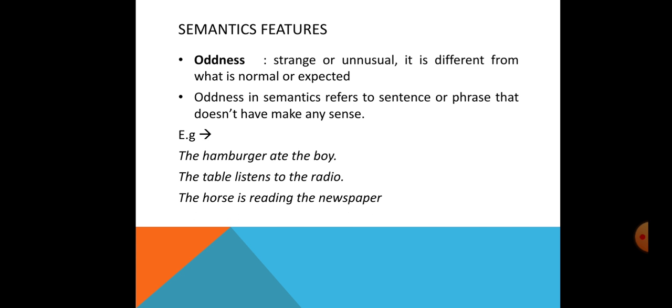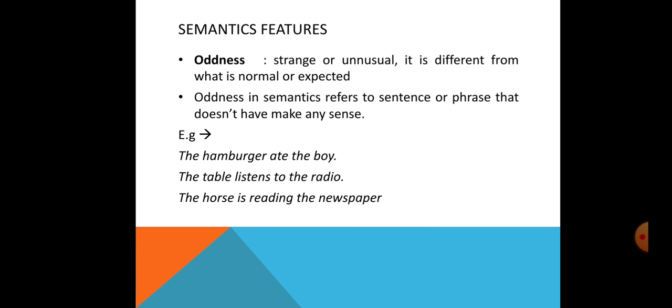For example, "The hamburger ate the boy." Syntactically, there is no problem in the sentence "The hamburger ate the boy," but semantically it doesn't work. It is oddness because this sentence doesn't make sense. How can a hamburger eat a boy?